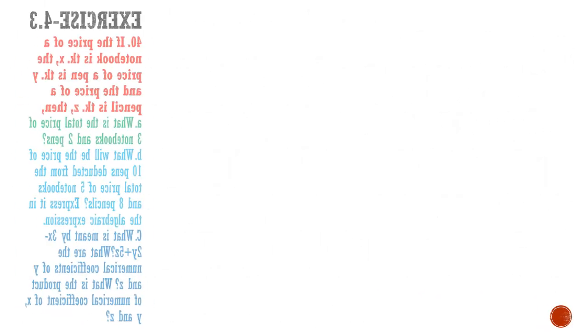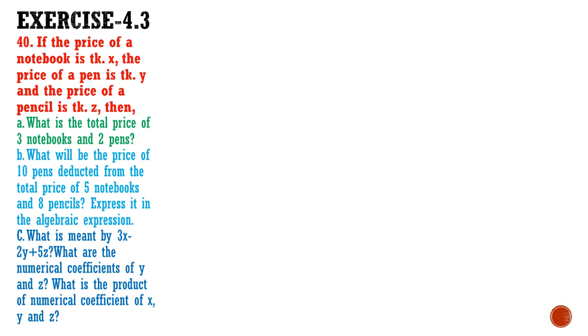Now, from exercise 4.3, this is question number 40, a creative question. If the price of a notebook is taka X, the price of a pen is taka Y, and the price of a pencil is taka Z, then what is the total price of 3 notebooks and 2 pens? And question B: what will be the price of 10 pens deducted from the total price of 5 notebooks and 8 pencils? Express it as an algebraic expression.